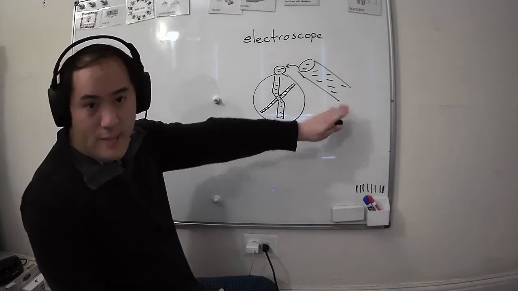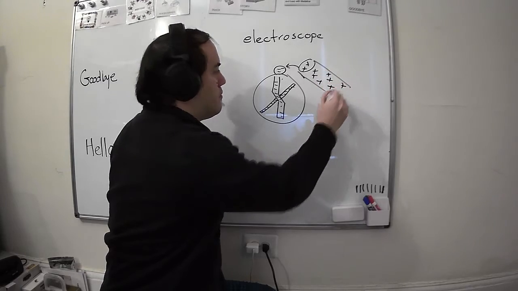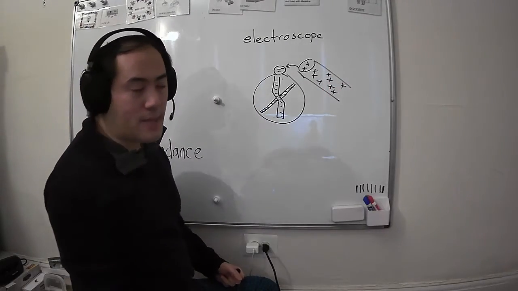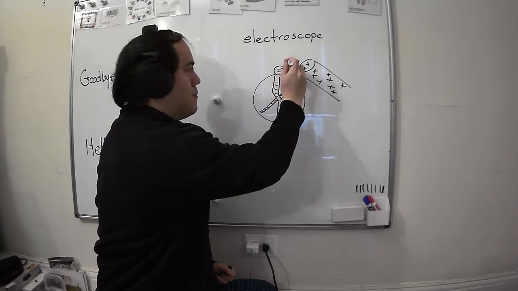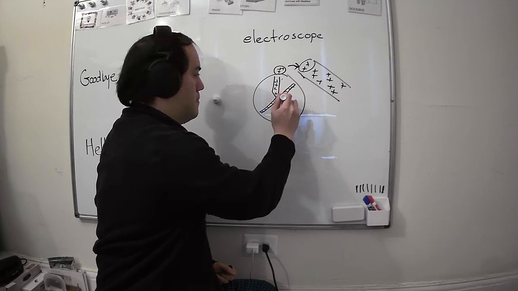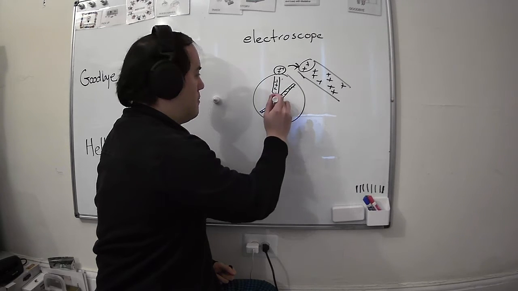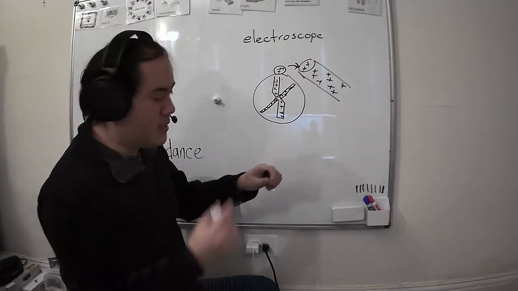If this rod were positive, the same thing would happen, except instead of electrons going this way, they'll go this way. But the needle will still rotate, and it'll still look the same.